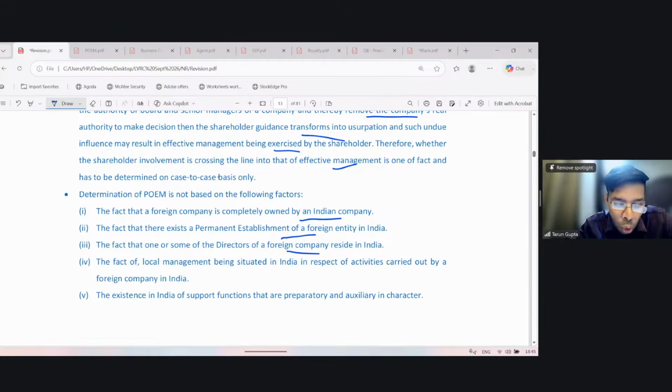The fact of local management being situated in India in respect of activities carried out by the foreign company in India, not relevant. The existence in India of support functions that are preparatory and auxiliary, not relevant. So we are looking for the place where key management decision-making is undertaken, not a place where actually the activities of the foreign company are being carried out. Even if the activities are being carried out in India, such activity will not make the foreign company's POEM in India.